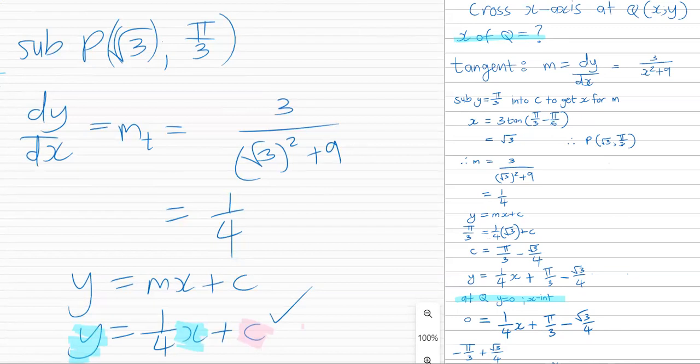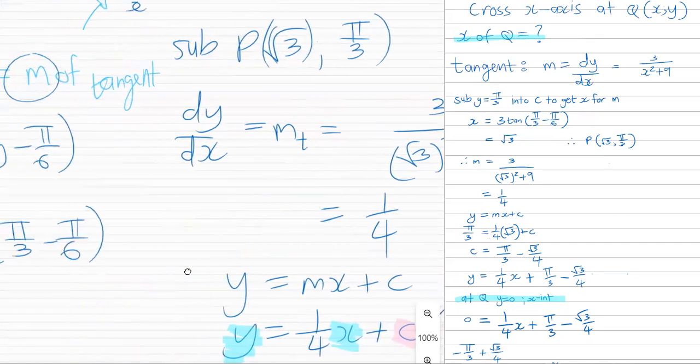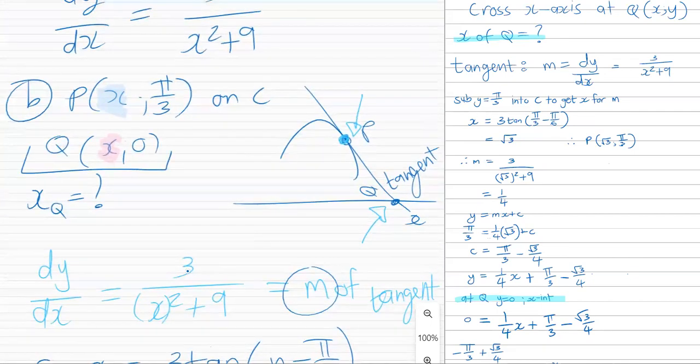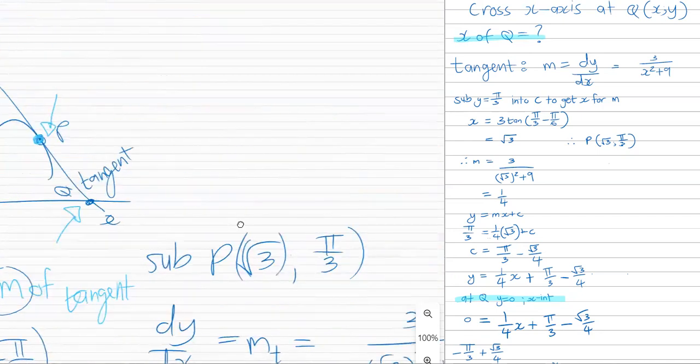And if I remember correctly, a point was given. Let's go back and see what I wrote down. Point Q was given as some sort of x and 0. That's got too many unknowns. In fact, that's the point that we're looking for, so that won't work. But we do have the whole of point P. We have the whole of point P now. So this is actually square root 3. So we can sub in point P into this equation.